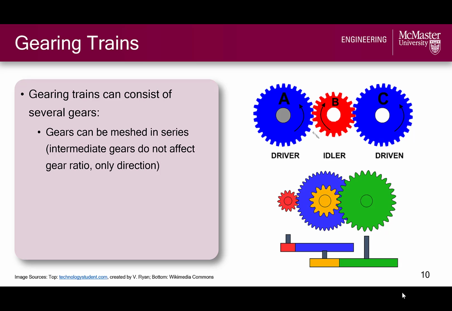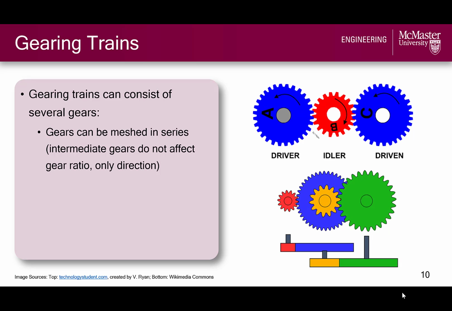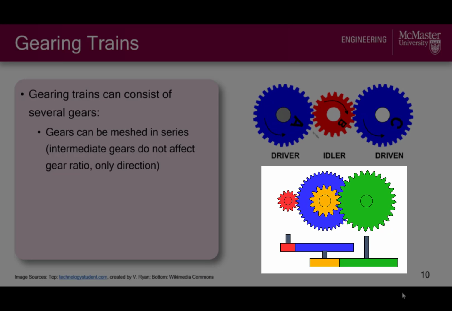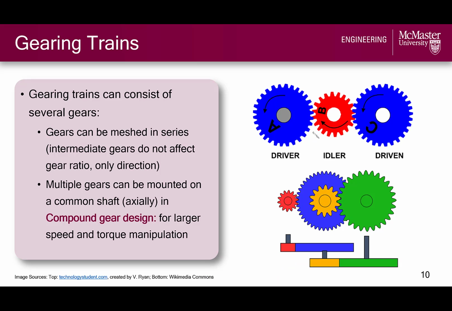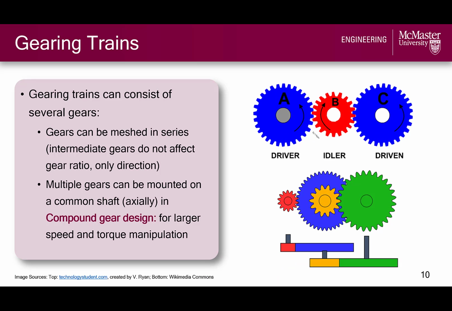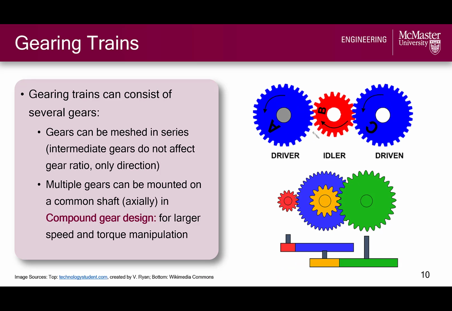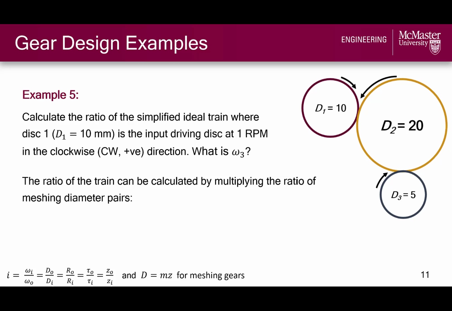Our second option is to mount multiple gears axially on a common shaft, as shown in the bottom diagram here, and this is called compound gear design. Such an arrangement allows for larger speed and torque manipulation in a gear train. Let's investigate these two arrangements in the context of design calculations to solidify our understanding.